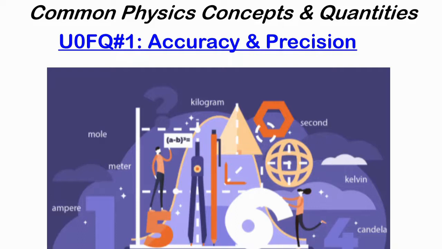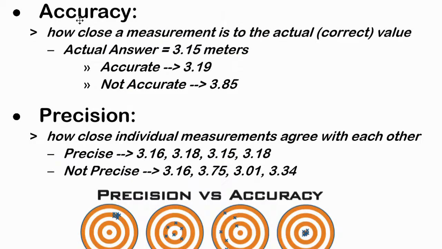So we're still looking at how we make good observations when doing science, but we want to look specifically at accuracy and precision in making those measurements. So let's start by defining those terms. Accuracy is how close a measurement that you make is to the actual or correct value.